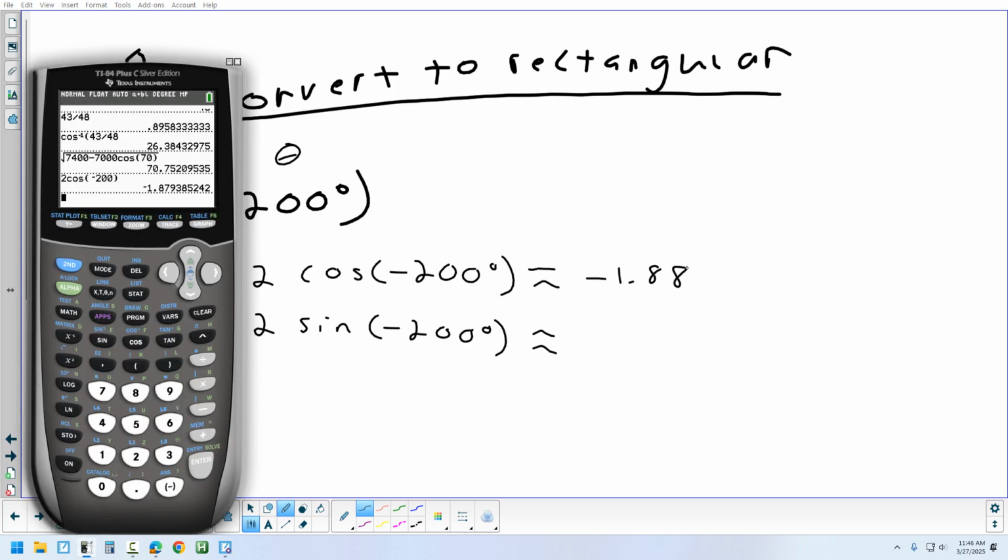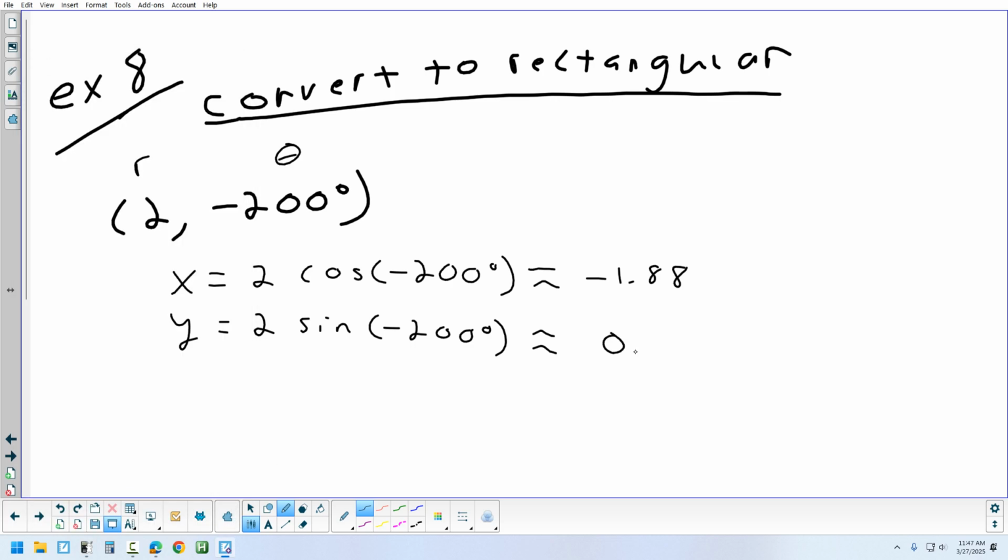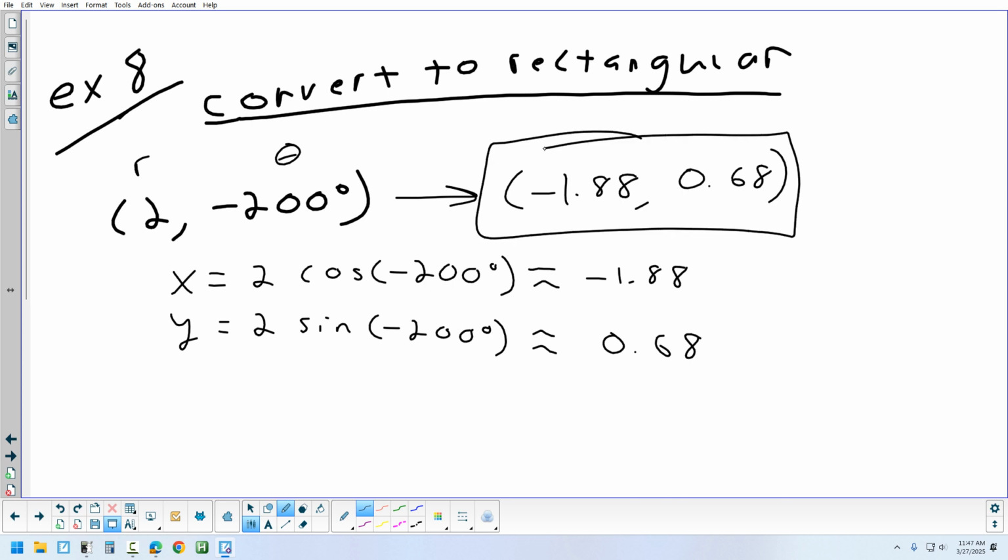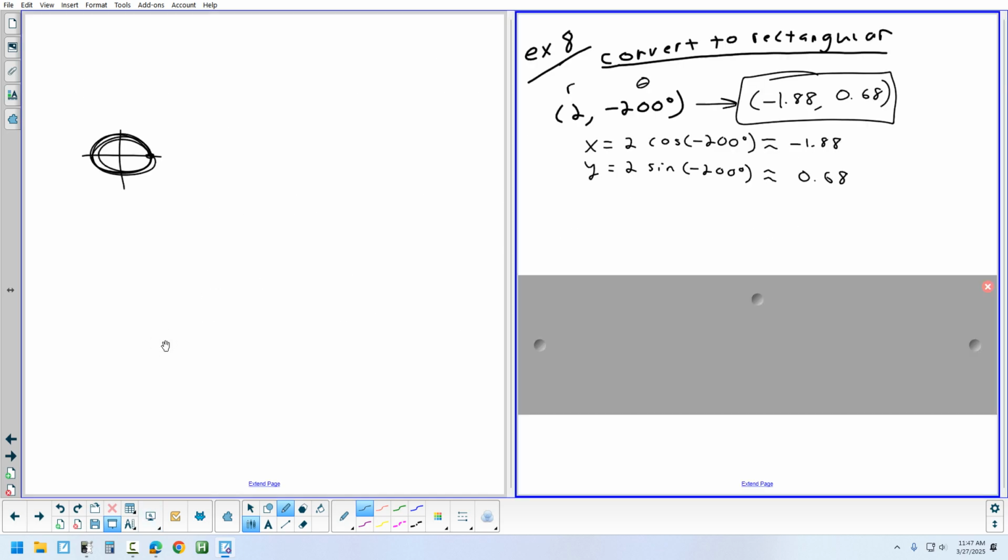Okay, and the y value, 2 sine negative 200, is about 0.68. So to convert that into rectangular, it becomes negative 1.80, comma, 0.68. Okay. Any question on that?